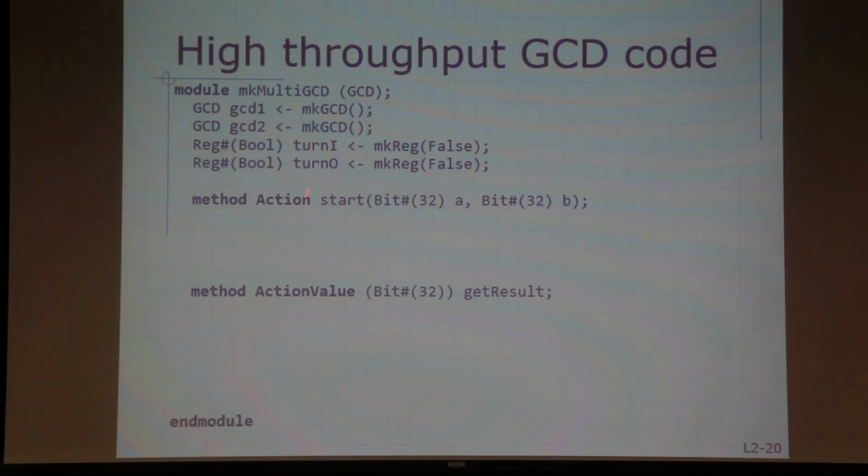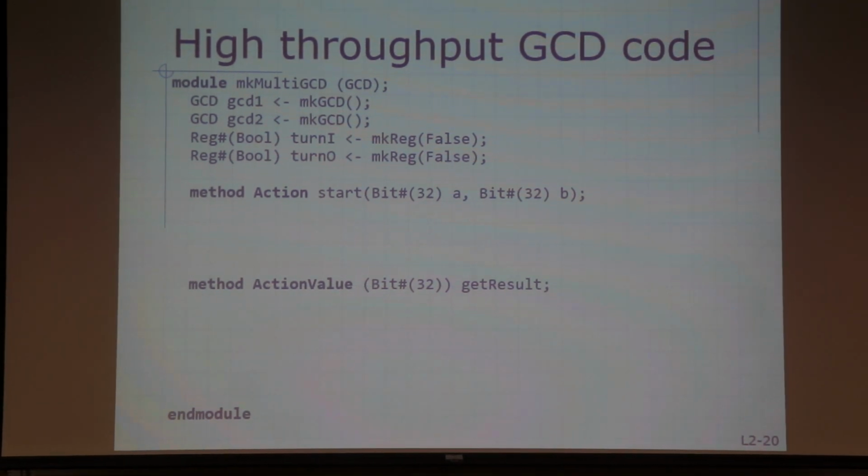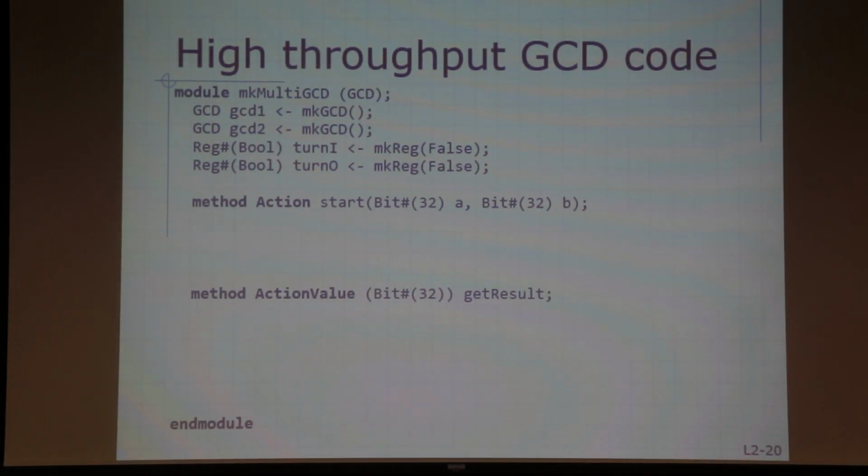I've instantiated these two Boolean variables, registers initialized to false. And now what will happen on start? You will see if the first one is busy or not. Not busy, you'll read the value of turn. So if turn is this way, then you go and start GCD1, else you start GCD2, right? And then you flip the turn. Does it make sense?